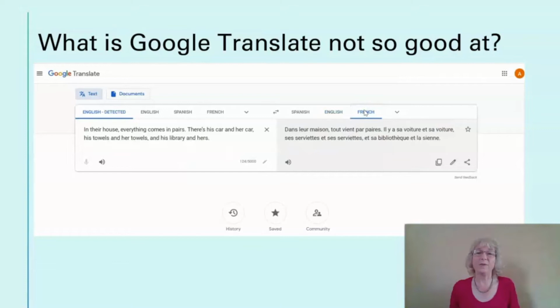It's fine, apart from in its use of possessive adjectives, whose gender in French depends on the noun they refer to, such as car, not the gender of the possessor, so his car and her car are both sa voiture in French. The Spanish translation is struggling too.